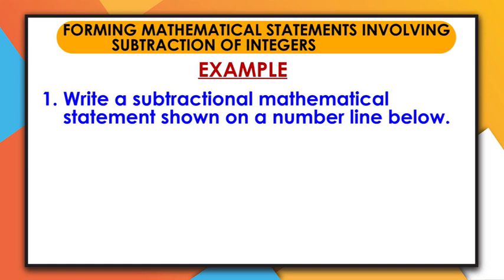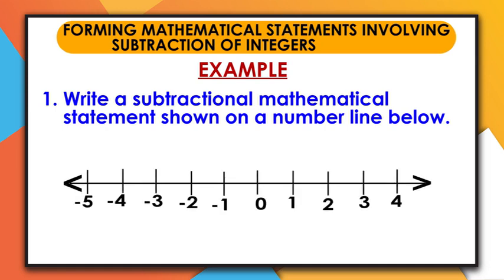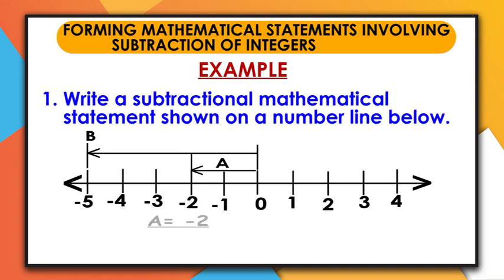We have a number line running from -5 to +4, and we have an integer represented by letter A. Then we have an integer represented by letter B. So we can first identify the integers represented by letters. A represents an integer that is running from 0 to -2, 1, 2. So it will be -2.